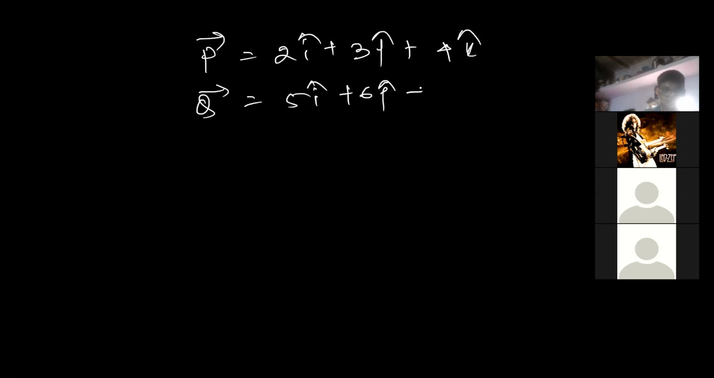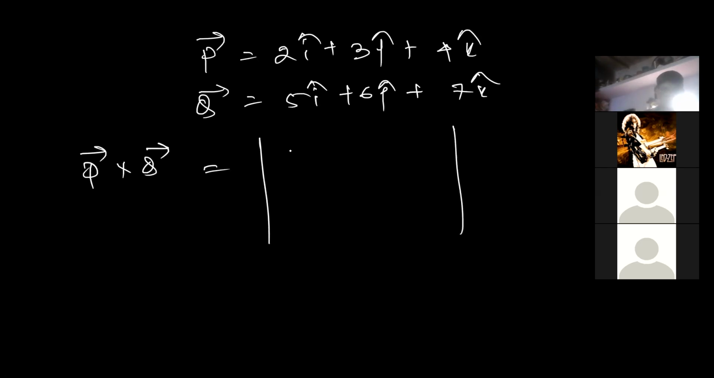Now suppose P vector is given as 2i cap plus 3j cap plus 4k cap. Okay, and Q vector will be 5i cap plus 6j cap plus 7k cap. Right? We have to find out the cross product. That means P cross Q. That's why we'll take the determinant i cap, j cap, k cap. Coefficients for the P vector, this is 2, 3, 4. For Q vector, it is 5, 6, 7. Up to that, clear?